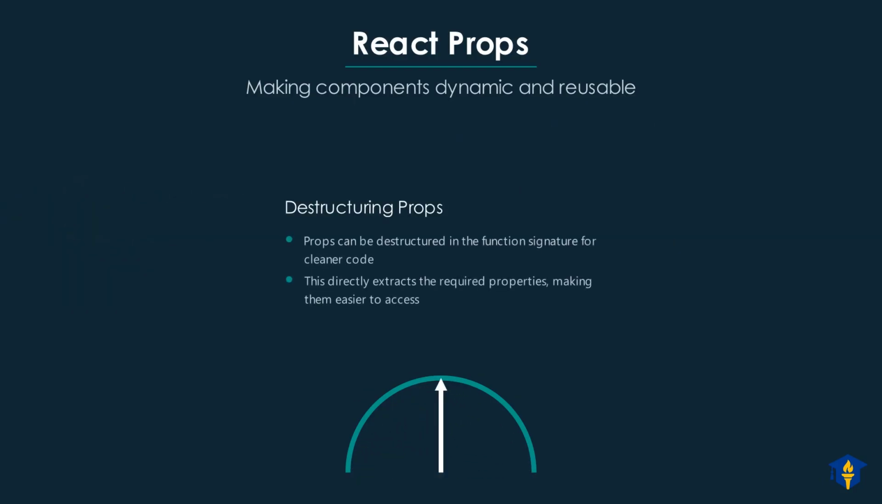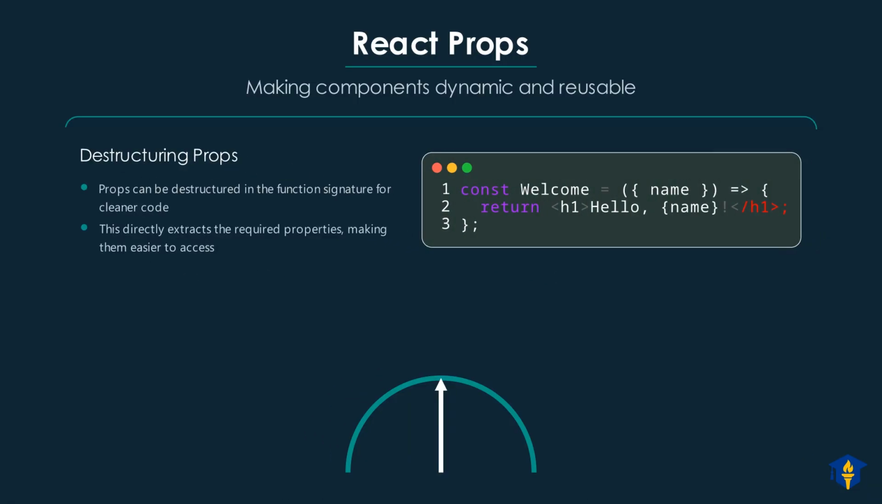Next, we will explore destructuring props, a cleaner way to access properties within your components. Destructuring props in the function signature makes your code cleaner and allows direct access to specific properties. This simplified syntax directly extracts the name property from the props object, making the code more concise.